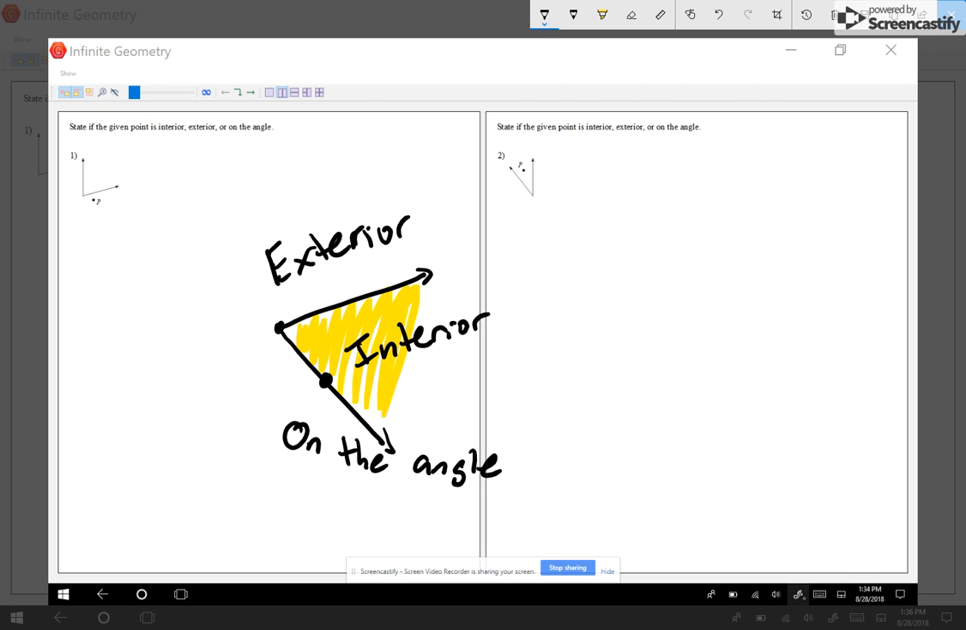So your three choices are, I'm gonna plot in a point, and it's gonna be either interior, it's gonna be exterior, or it's gonna be on the angle. Whenever you guys type it, obviously only capitalize the first letter, including on the angle. Only capitalize the O on the angle, only the first letter.